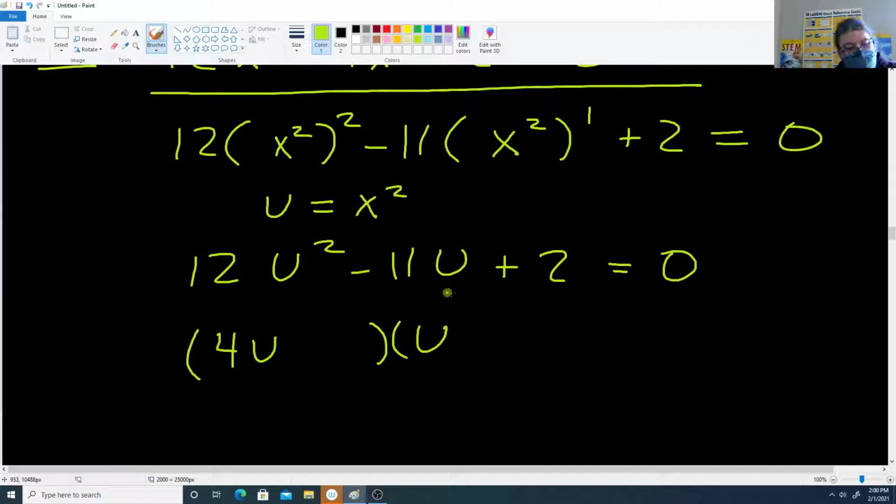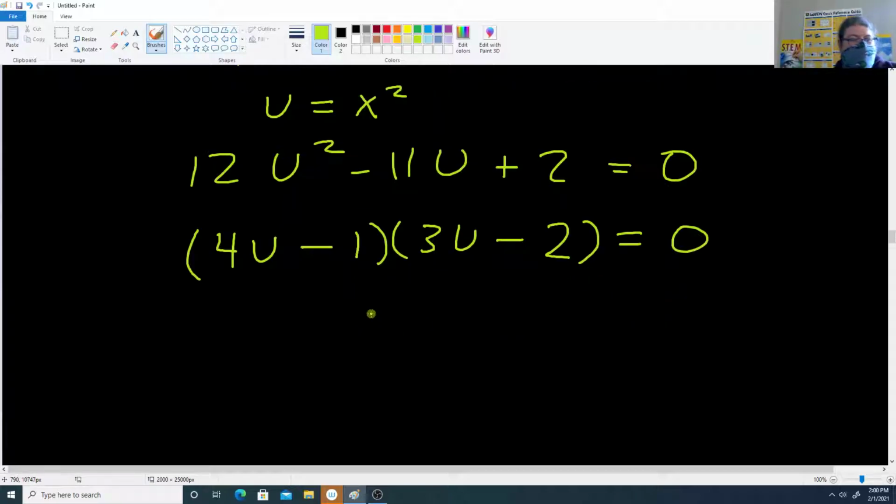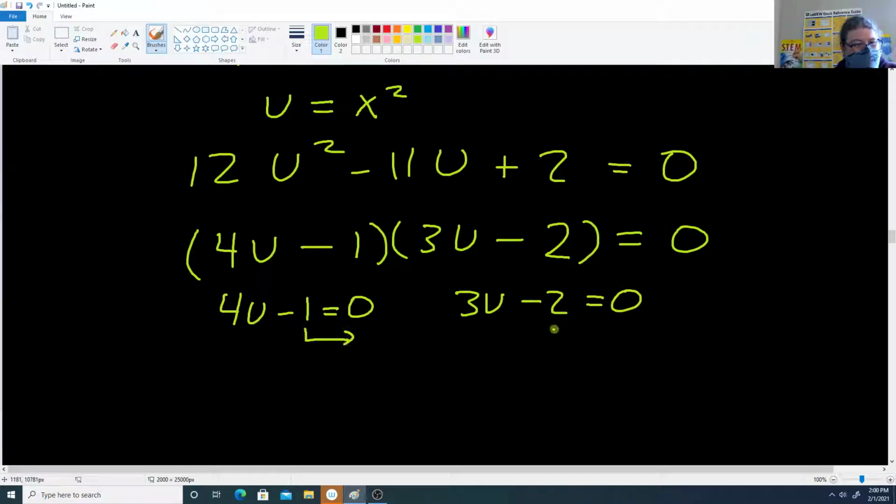Let's see here. So that's 12u. 4 times a 2 makes it 8. 1 times a 3 makes a 3. 8 plus 3 is 11, so they both need to be negative. And what we've got is 4u minus 1 is 0, and 3u minus 2 is 0. Let the 1 slide over. Let the negative 2 slide over.